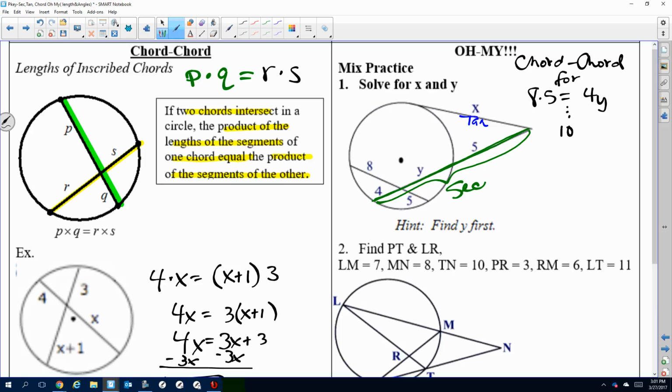Okay, so now that we have that, we can plug that in for our y, which will help me with my secant. Okay, because that y was part of the secant. All right, how are we going to get to the x? What are we going to have to use for the x? Yeah, we're going to do tangent secant. So we take the tangent, we square it. It's going to equal the outside times the whole of the secant. The tangent is the x, so that's x squared. What is the outside part of the secant? And the whole length of the secant.